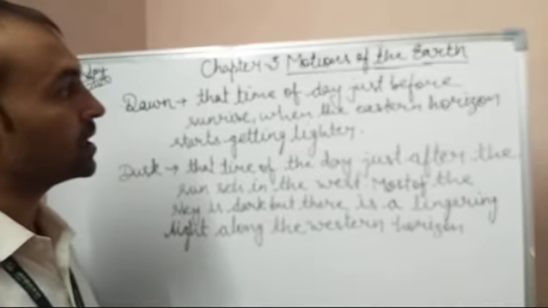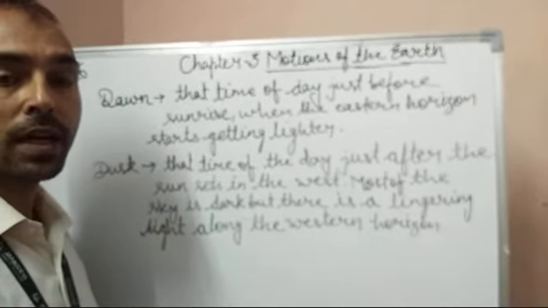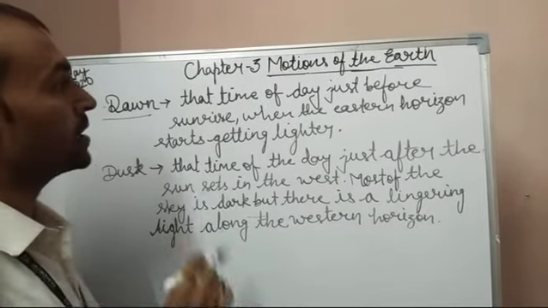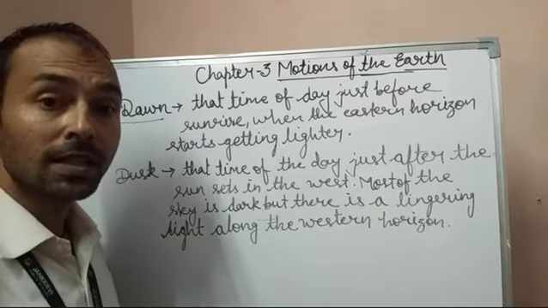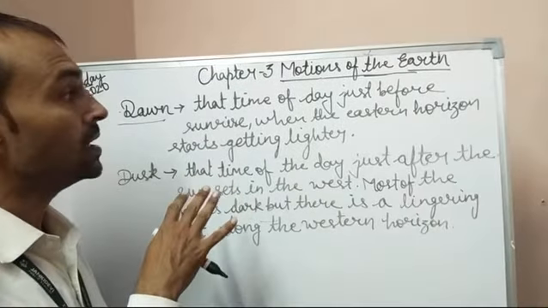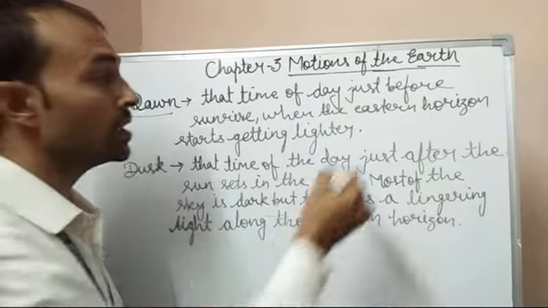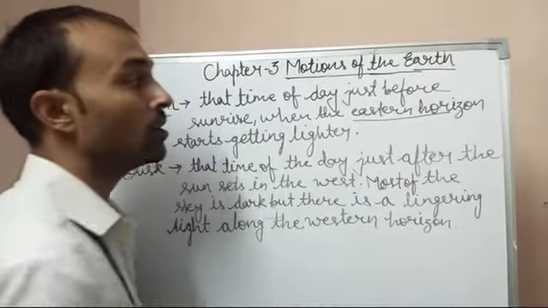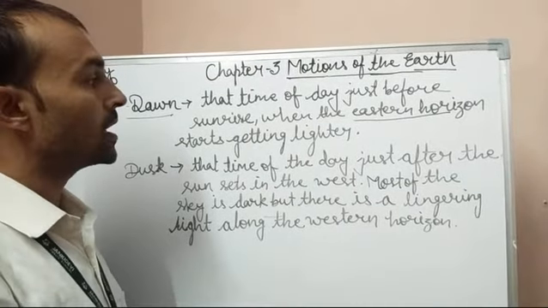Each place on the Earth faces different stages, like dusk, dawn, midnight, or sunset. So what happens if we talk about dawn? It is the time of day just before sunrise, when the sun is about to rise. It is the time before sunrise when the eastern horizon, here you have to concentrate on the eastern horizon, starts getting lighter.